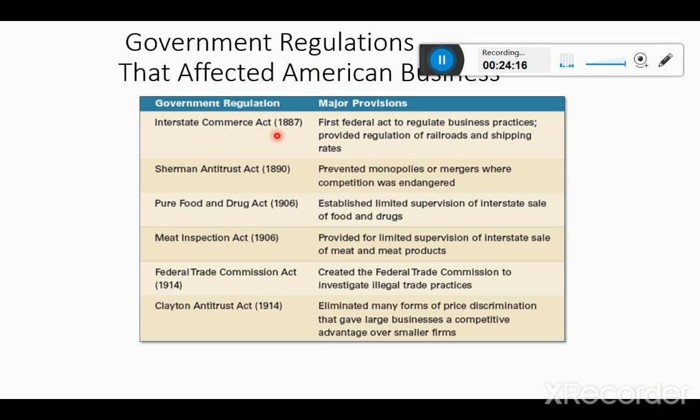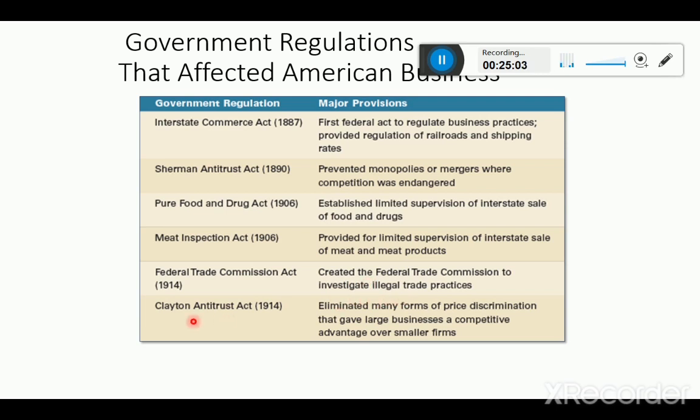Interstate Commerce Act, 1887, the first federal act to regulate business practices. It provided regulations of railroads and shipping rates. The Sherman Antitrust Act means that it prevented monopolies or mergers where competition was ending. Pure Food and Drug Act established limited supervision of intrastate sale of food and drugs. Then we have Meat Inspection Act, which simply means provided for limited supervision of interstate sale of meat and meat production. Federal Trade Commission Act 1914 created the Federal Trade Commission to investigate illegal trade practices.